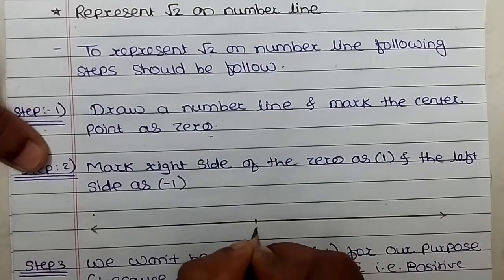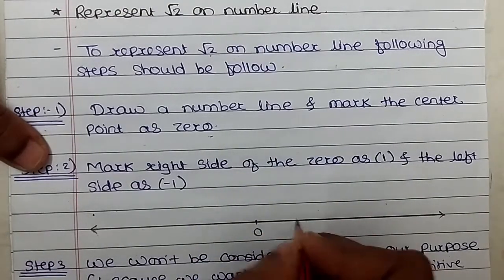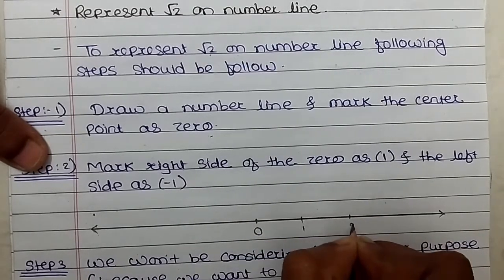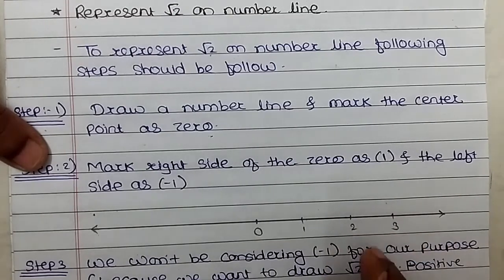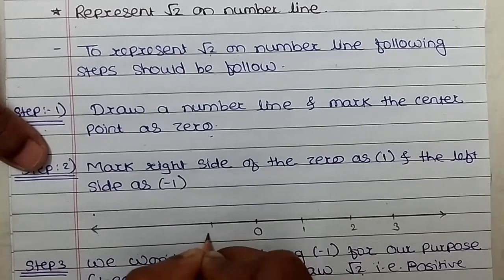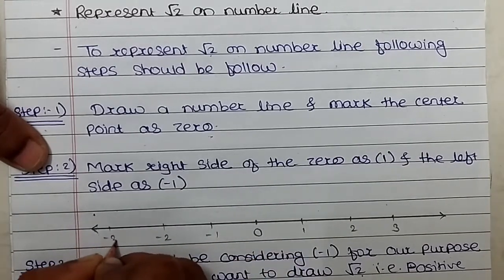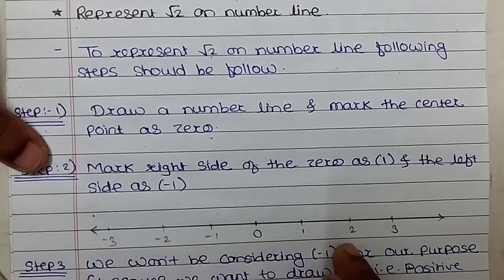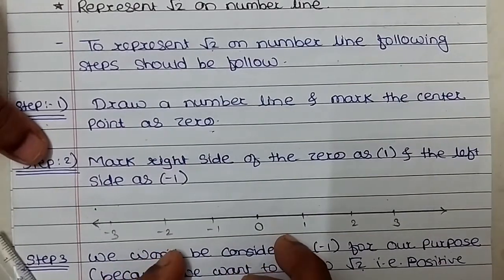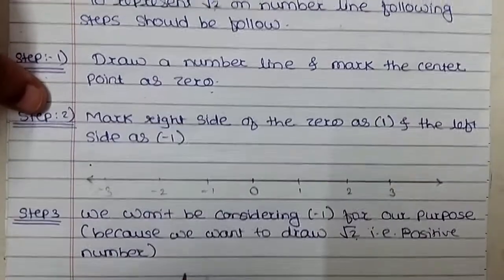Then take 0 as the center. From the right side of 0, that is +1, then +2, +3, like this. And from the left side of 0, that is -1, -2 and -3. Understand how to draw this line? Clear? It is a simple number line drawn here. Next step is what?